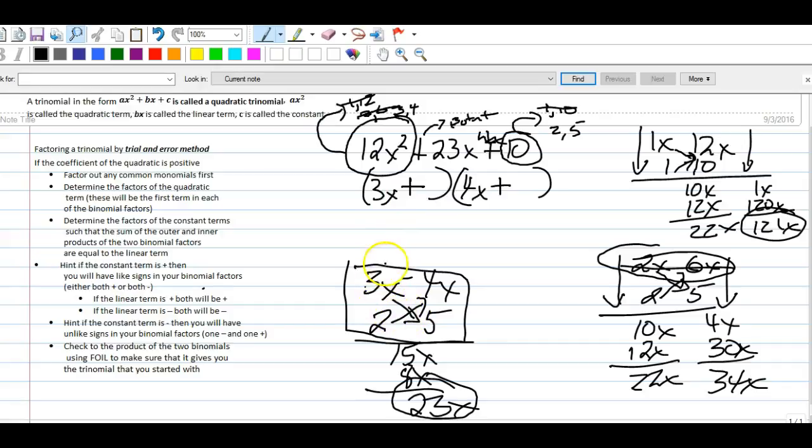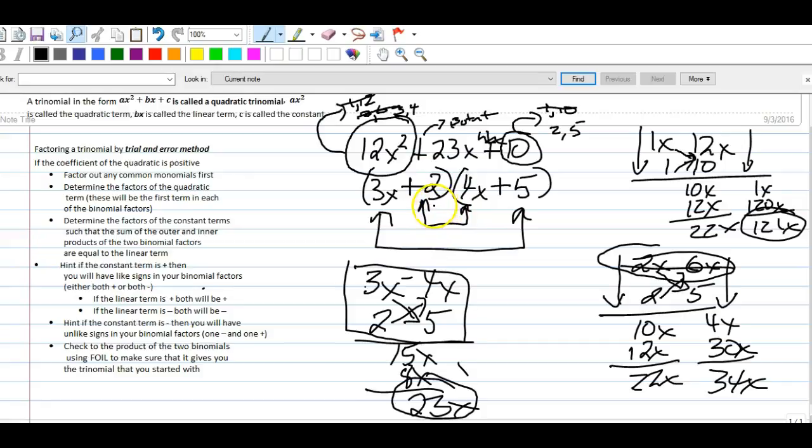So now I've got to determine where to place the 2 and the 5. Now, look back at the combination that gave me the 23x. It was 3x times 5. Remember, the sum of the inner and outer product has to give you your linear term, which is 23x. So in order to get the 23x, I had to multiply 3x times 5. Well, here's your 3x, so that means the 5 has to go here. And I had to multiply the 2 by the 4x. Here's your 4x, so the 2 has to go here.